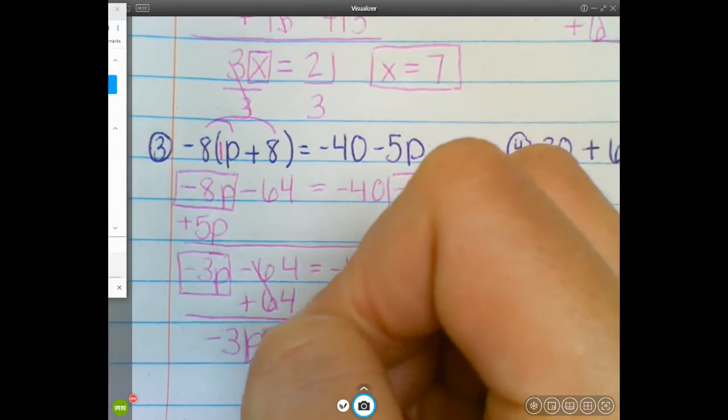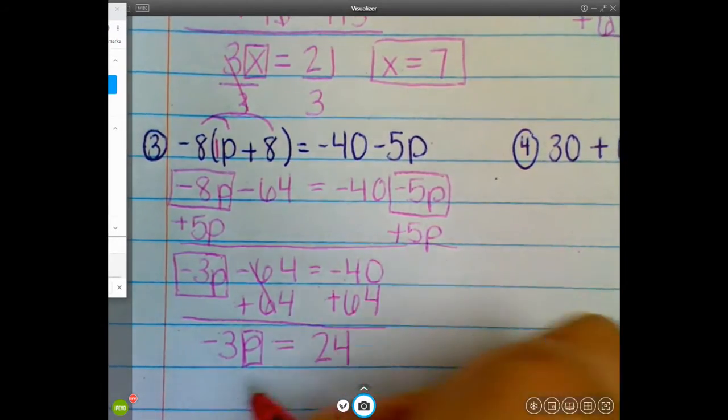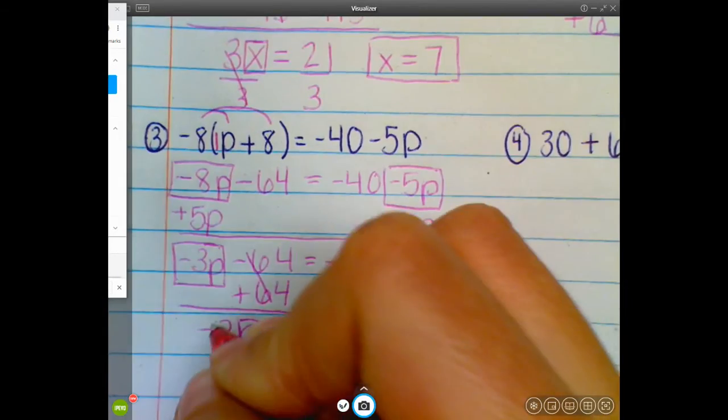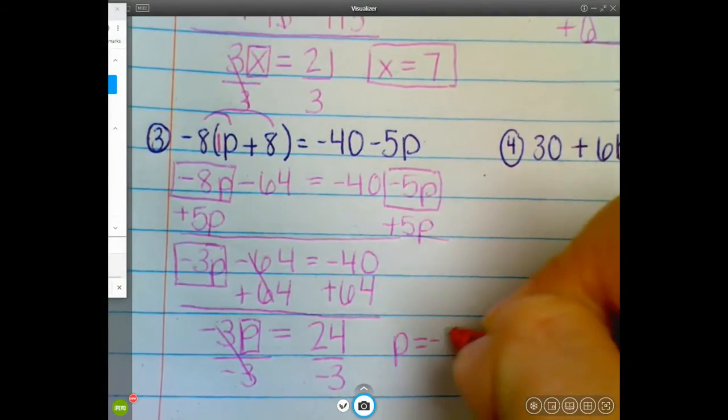Now when I box my p, I need to get rid of the negative 3. So I need to undo it by dividing by negative 3 on both sides. These cancel. I get p equals negative 8.